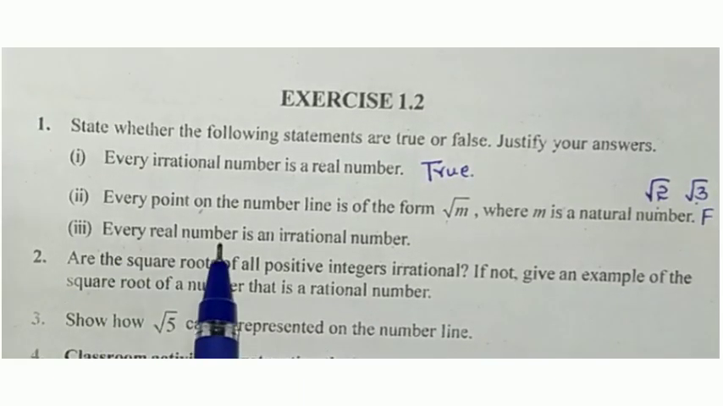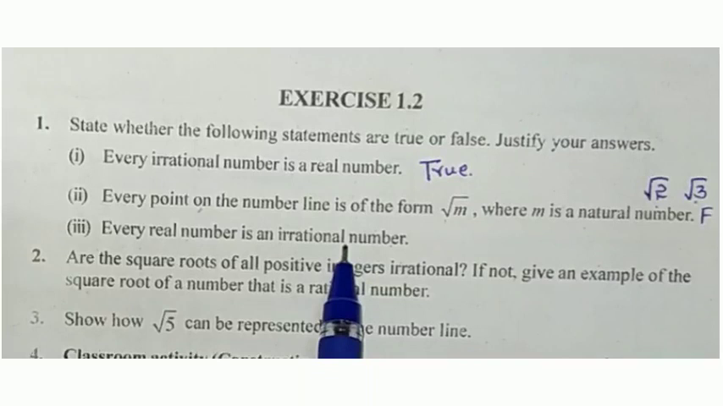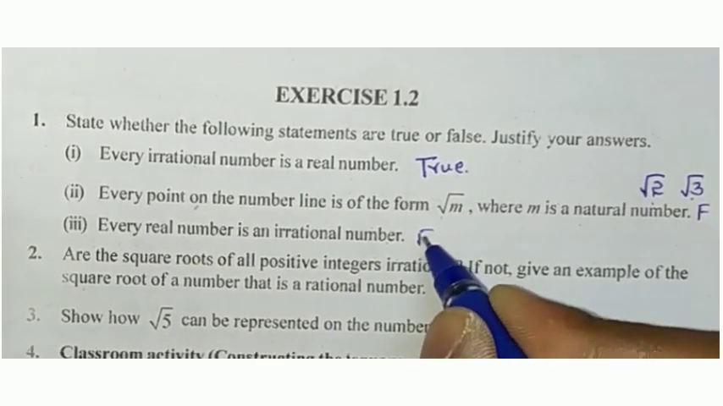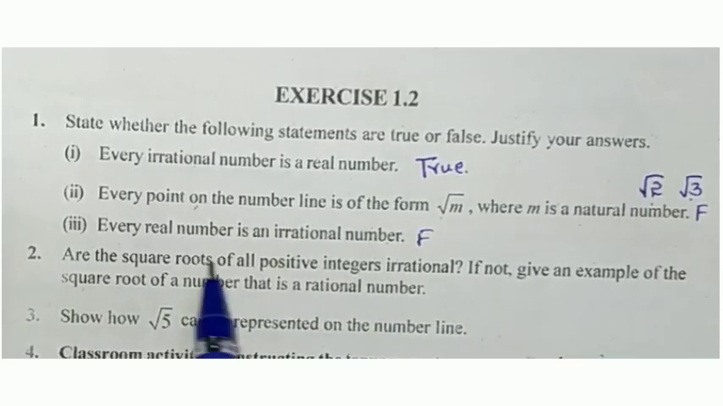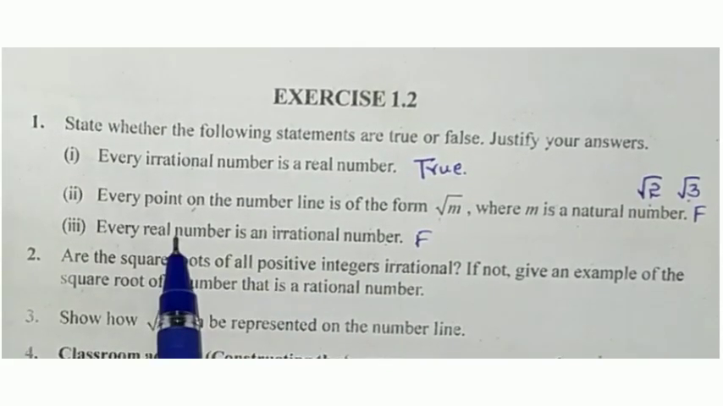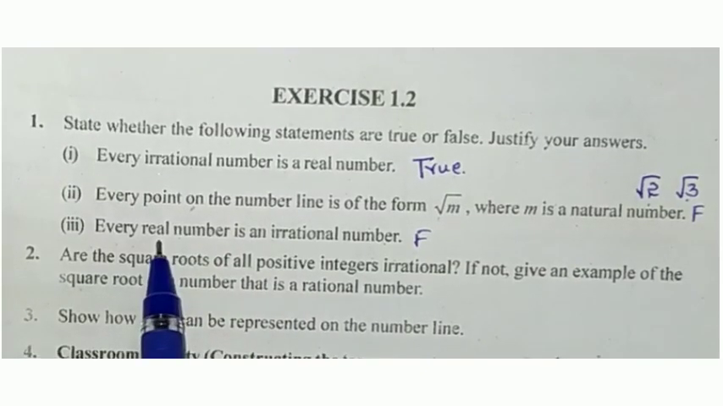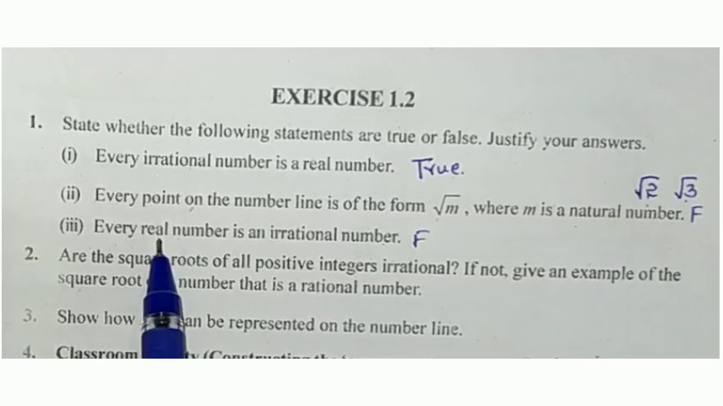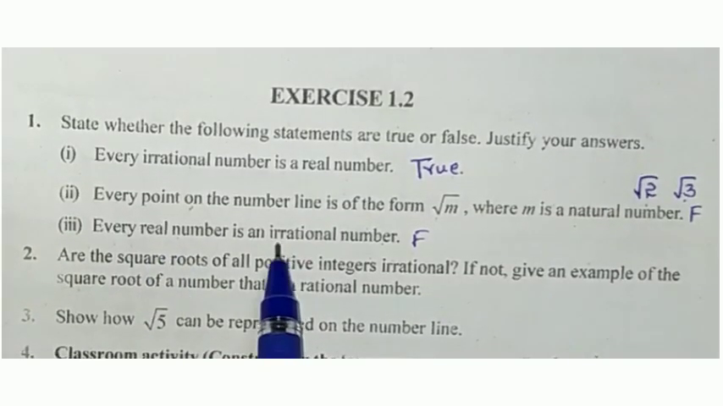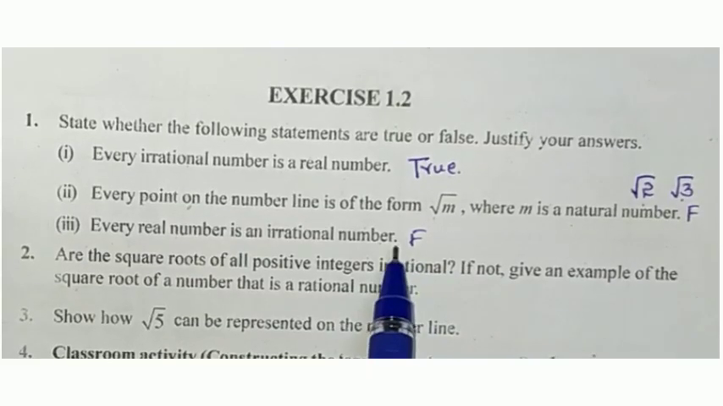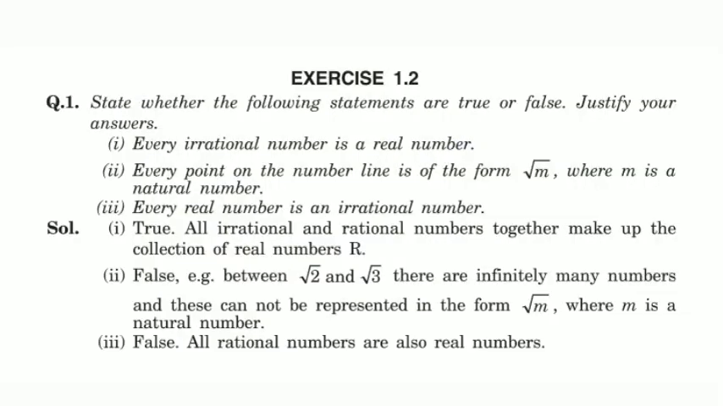Next: every real number is an irrational number. It is the reverse of the first one, so it is false. Why? Because an irrational number can be a real number, but a real number cannot always be irrational, because among real numbers we may get rational numbers, which are not irrational. That's why it is false. Here are your printed justifications. Write these answers in your fair book.